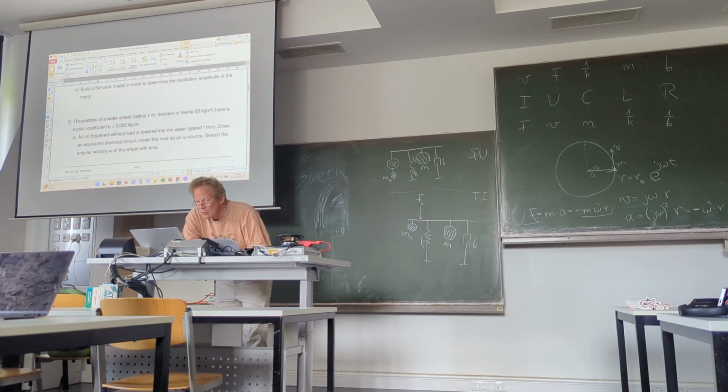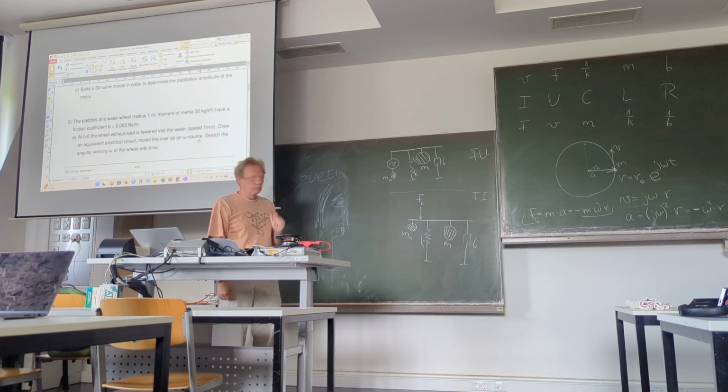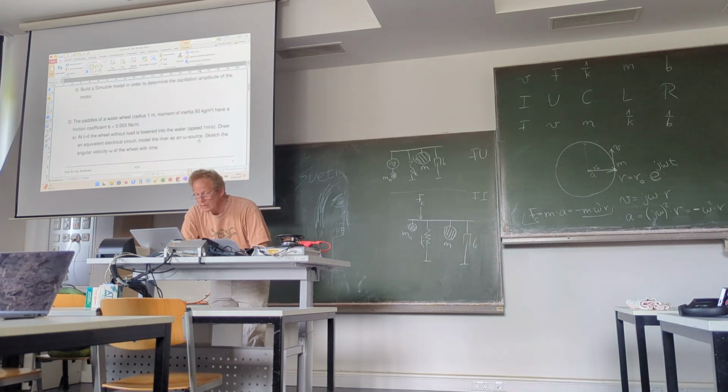Now, at time 0, the wheel without any load is lowered into the water. The water has a certain speed. The wheel starts from no movement at all. And now let's draw an equivalent electrical circuit for this, and we should model the river as an omega source. So it has to do with the velocity, and velocity has to do with voltage.